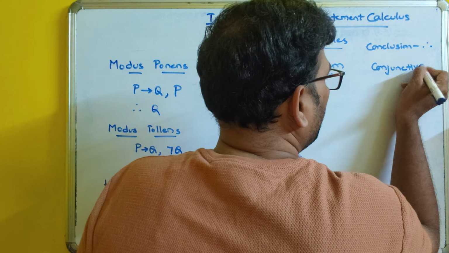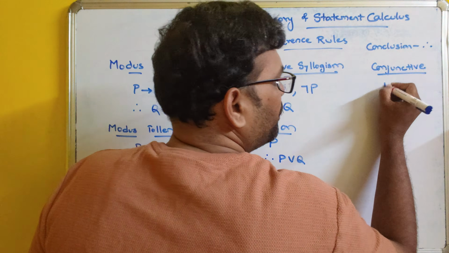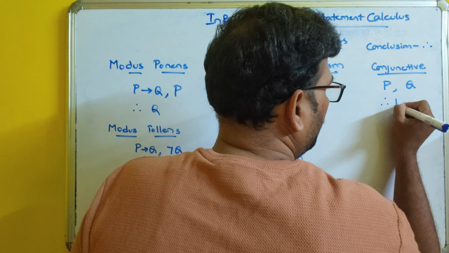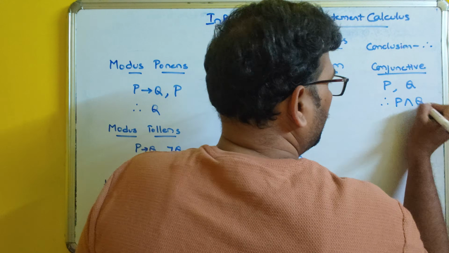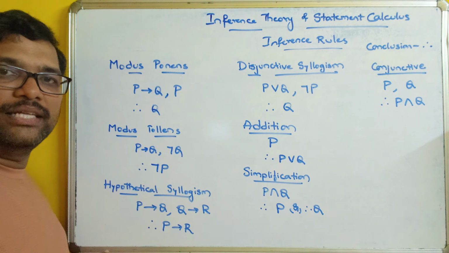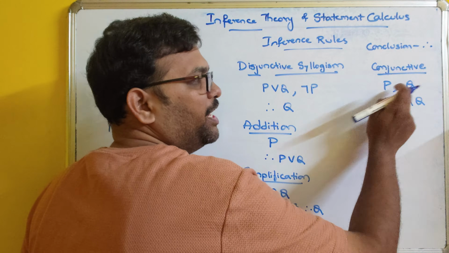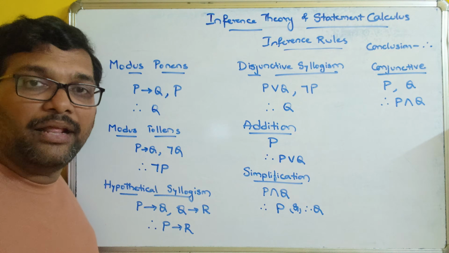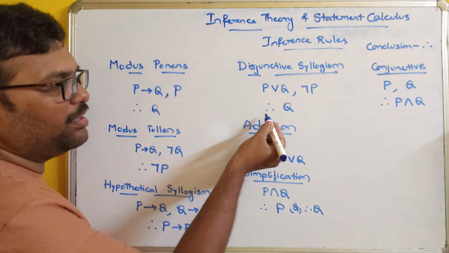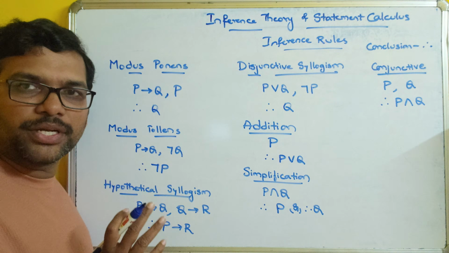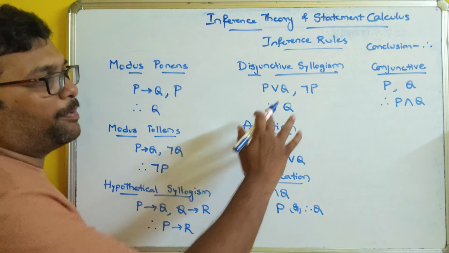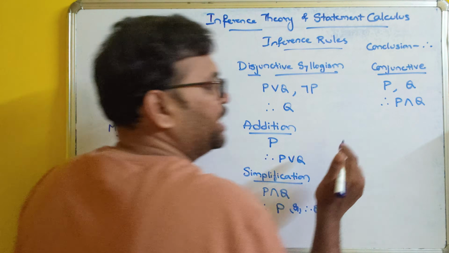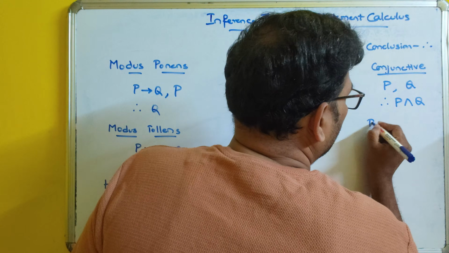conjunctive. Conjunctive means and, right? If the premises are P, Q, the conclusion will be P and Q. Okay, conjunctive. So once again I am repeating, this symbol is for conclusion, right? If the premises are in this format, we can conclude that with this format. Next, resolution.